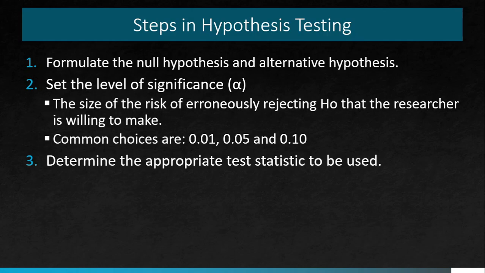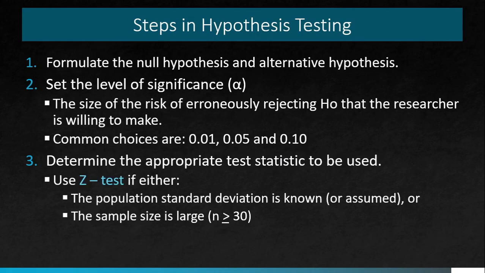Okay, and the third step is to determine what type of test statistic you are going to use. Here we have the different criteria. You will use the z-test if either of the two is present. First, if the population standard deviation is known or assumed, or your sample size is greater than 30.